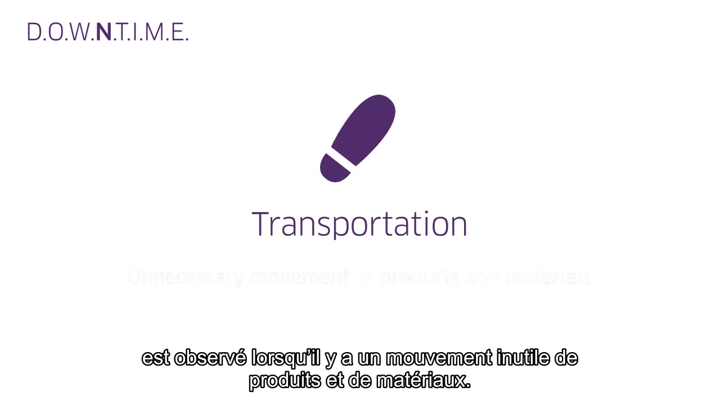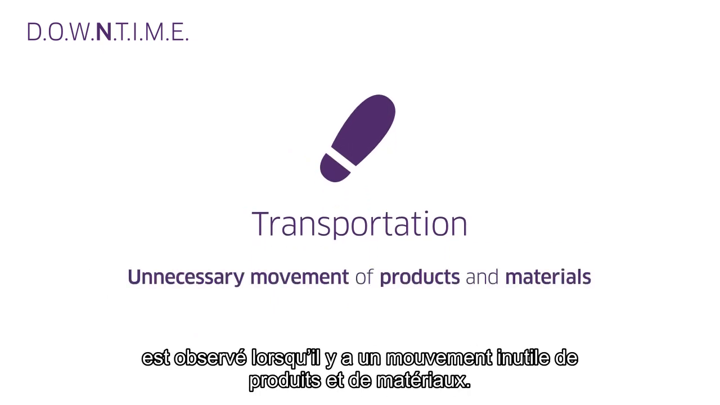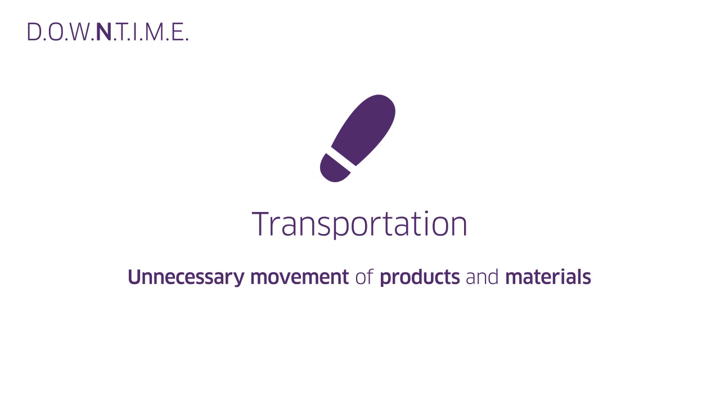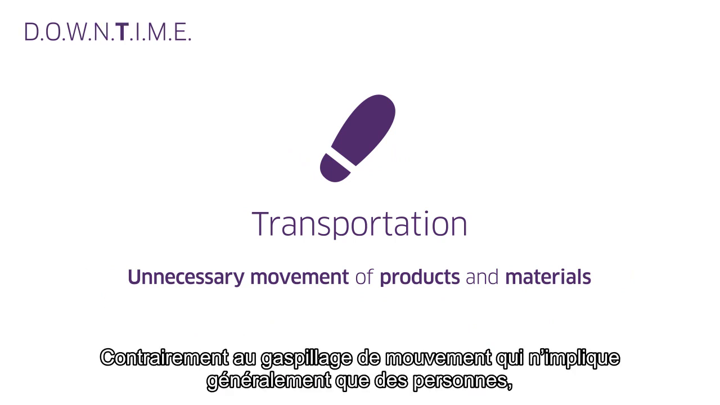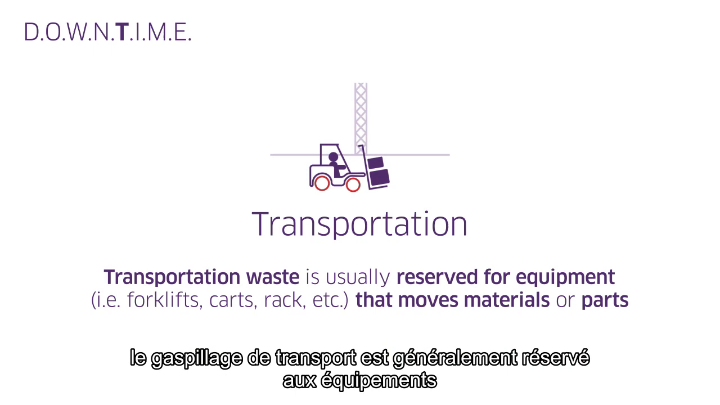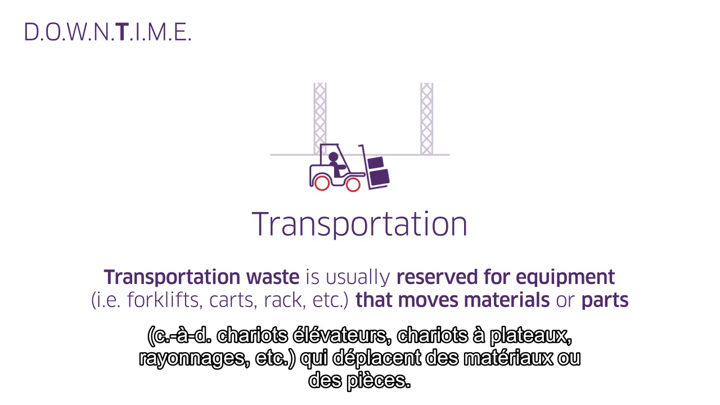Transportation waste is observed when there is an unnecessary movement of products and materials. Unlike motion waste that typically only involves people, transportation waste is usually reserved for equipment, for example forklifts, carts, racks, etc., that move materials or parts.